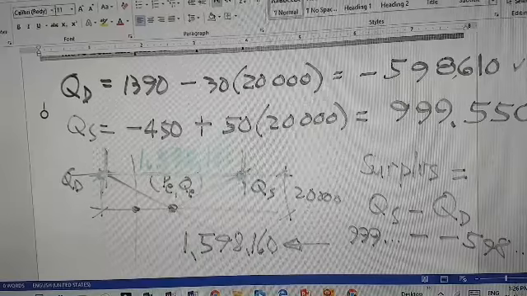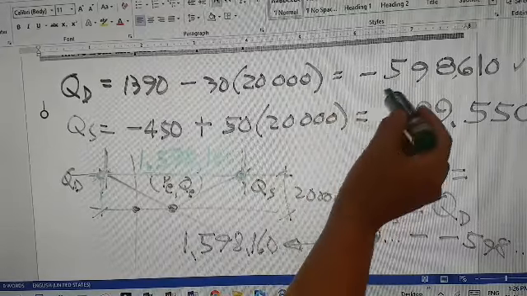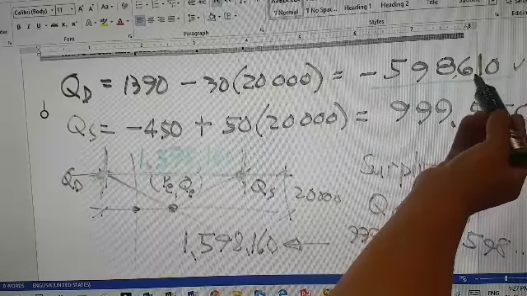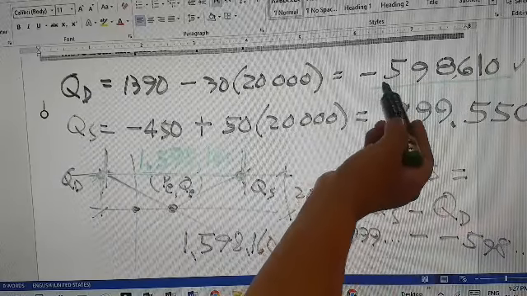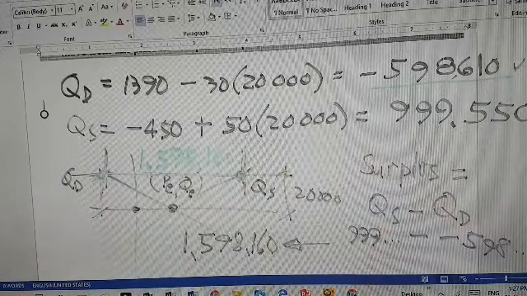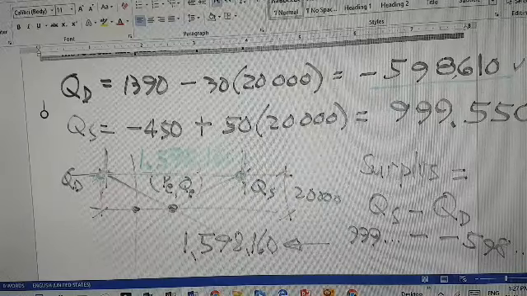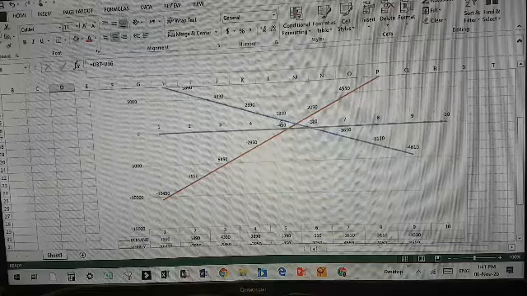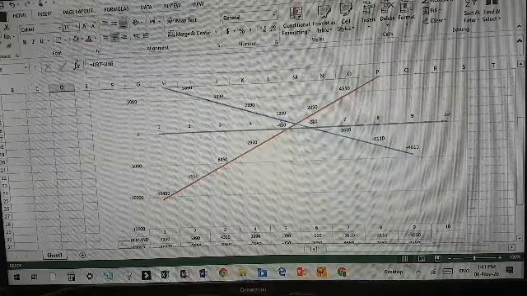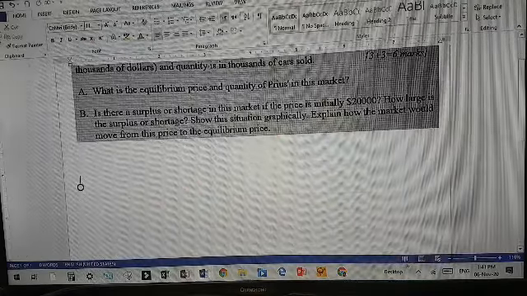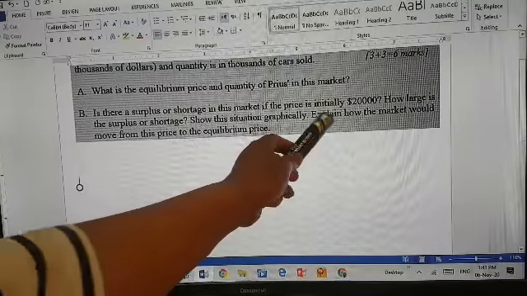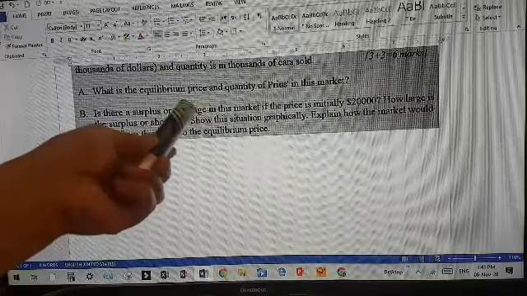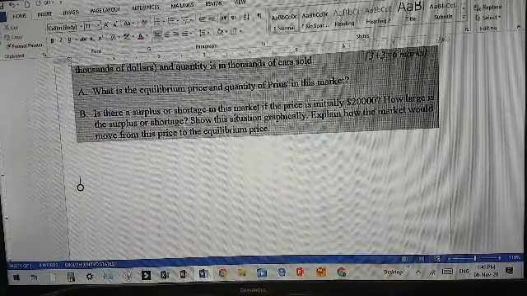1,598,160. Did you not notice something in here? That's why I stopped a bit a while ago, because this is similar to what I'm going to write, but it's 160 and at 610, and it's 1,598. Maybe it's a coincidence. All right, so that is the amount of the surplus. Right. So now let's see what happens if we're going to do some movement. It says here, explain how the market would move from this price to the equilibrium price. What's the effect of that?